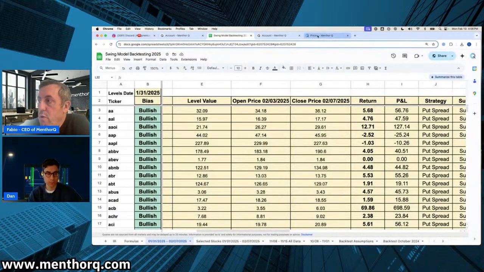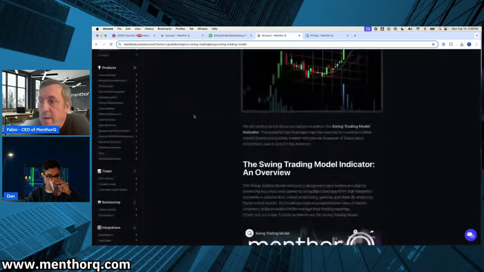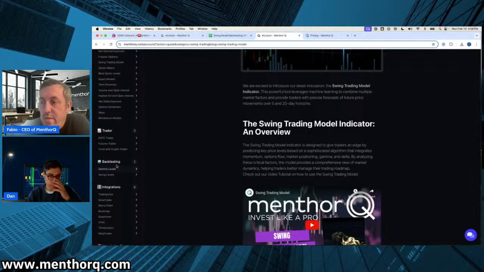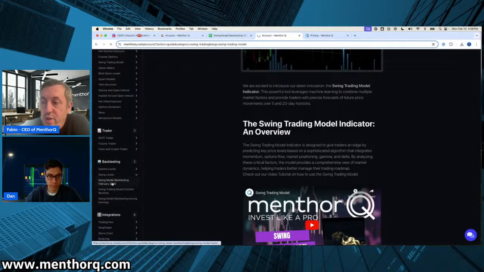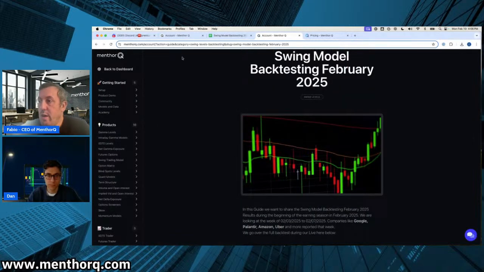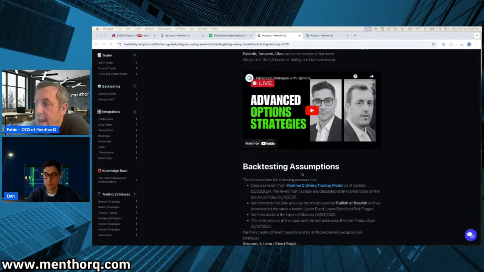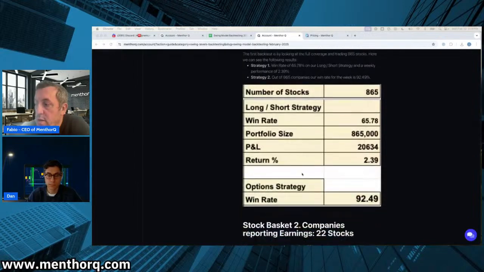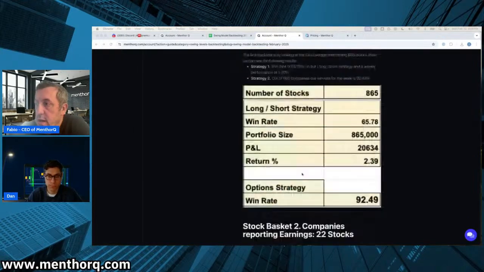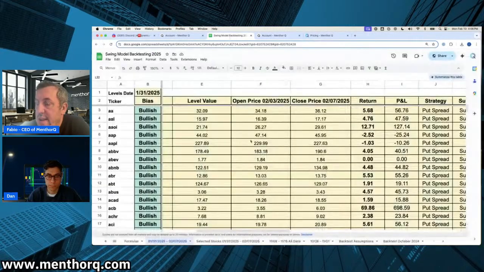So we've also published a document that you guys can access. If you go under backtesting within our guides and click on swing levels, we just published this morning, so this is available for all of you guys. Let me paste the link here. And this will highlight all the results that we're going to go over today. They're all here. So it's the same as this file.